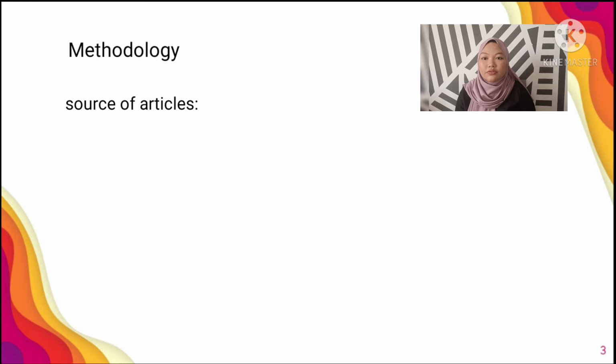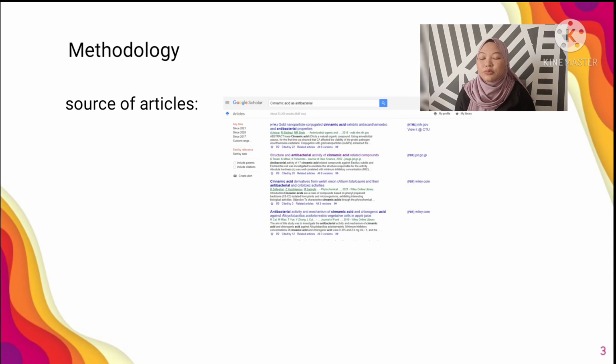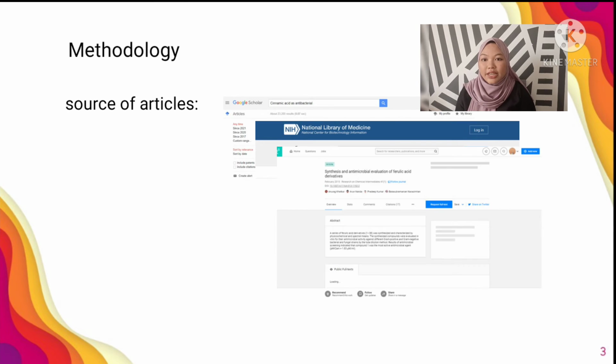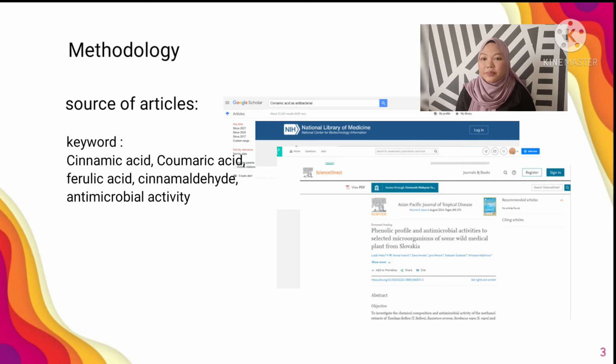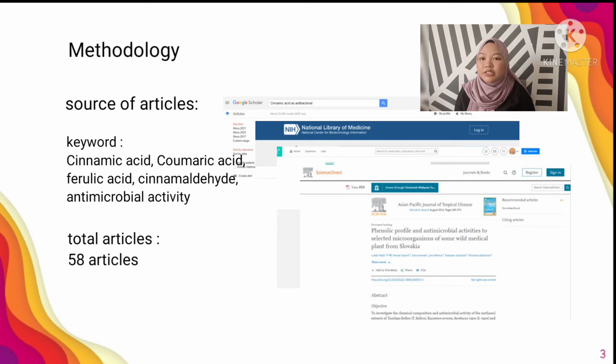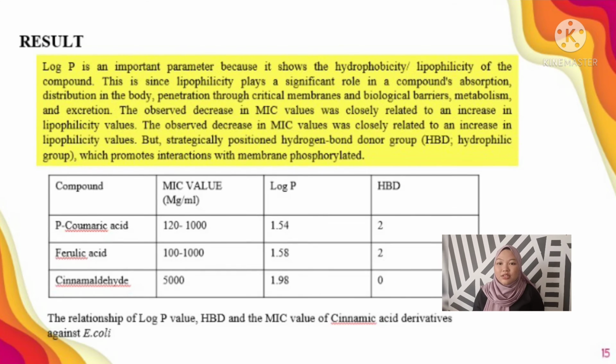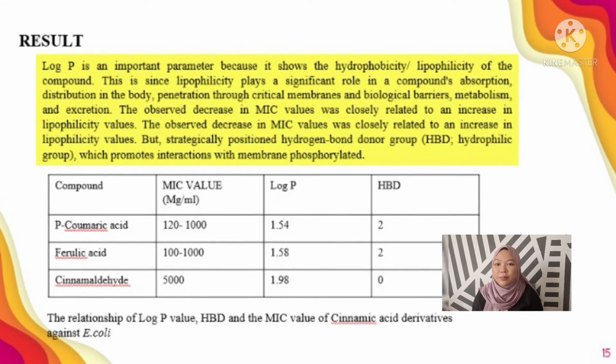The sources of articles for this review paper are Google Scholar, PubMed, ResearchGate, and Science Direct. The keywords used were cinnamic acid, coumaric acid, ferulic acid, cinnamaldehyde, and antimicrobial activity. The total number of articles reviewed was 58. The results show log P is an important parameter because it shows the hydrophobicity or lipophilicity of the compound.